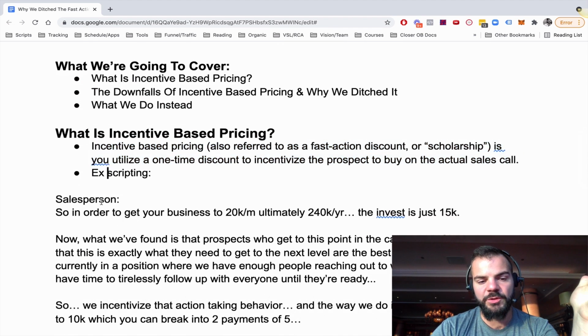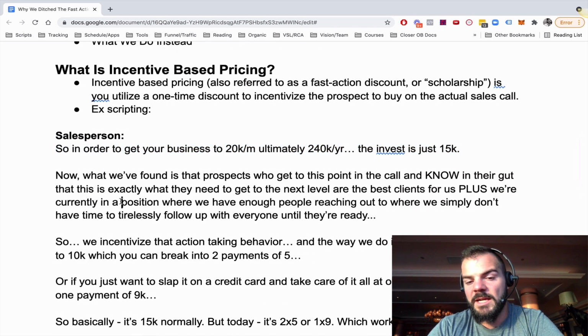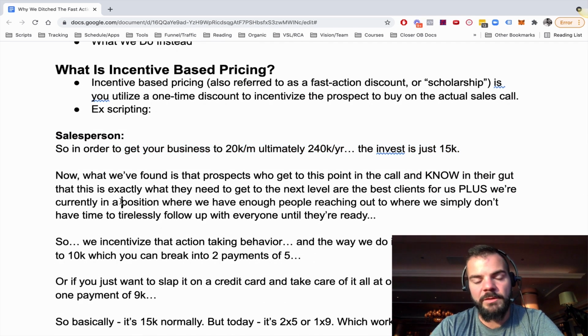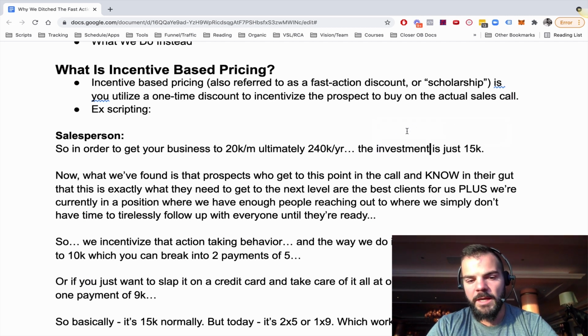Okay, so here's some example scripting, right? If this is the salesperson, they might say something like this. And this is actually, if you're going to do it, a halfway decent way to frame it. The salesperson would say something like this: "So in order to get your business to 20K a month, ultimately 240K a year, the investment is just 15K.